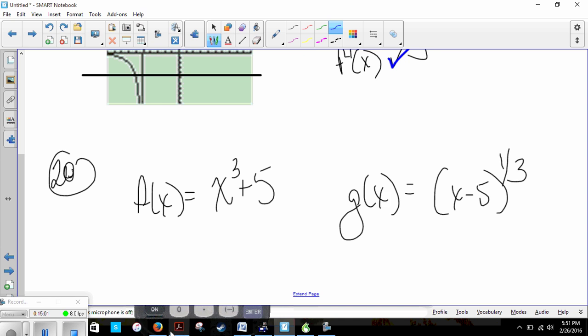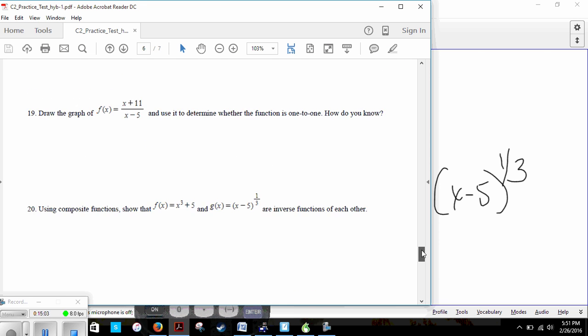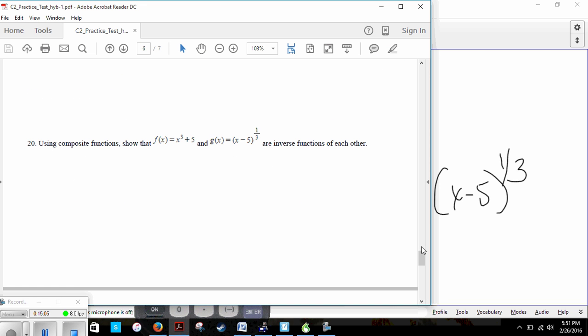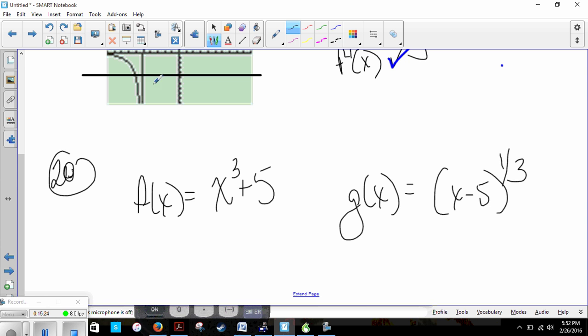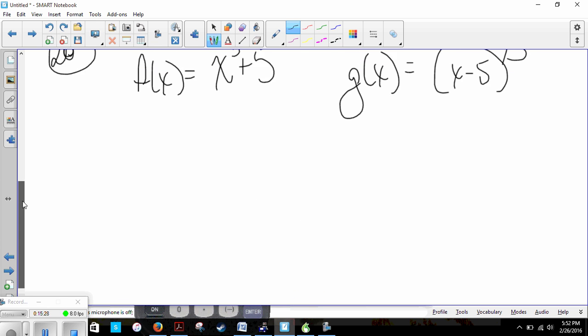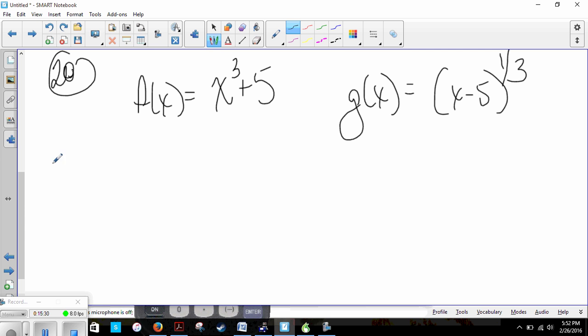Number 20, finally, last one. Use composite functions to show that these two are inverses of one another. All right, so if these two are indeed inverses, when you plug one into the other using composites, the expression is going to simplify down to just an x. Now, technically, you should check them both ways. A lot of times we don't, but you really should check them both ways.